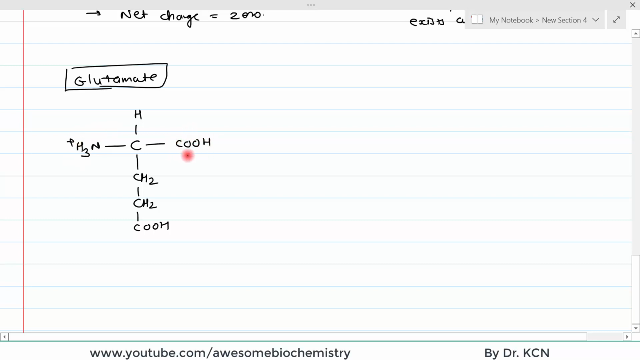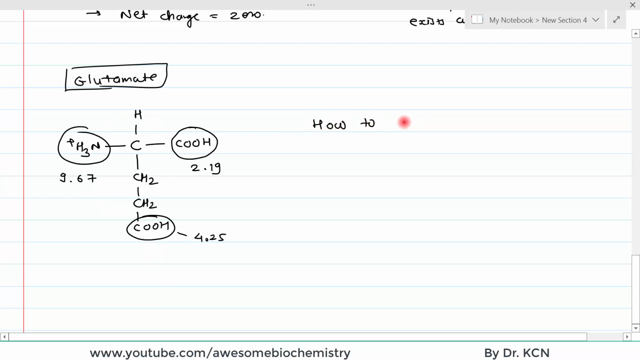Now, we must know the pK value of all these 3 ionizable groups. The pK value of this COOH group is 2.19. The pK value of this other COOH group is 4.25, and the pK value of this NH3 plus is 9.67. Okay.